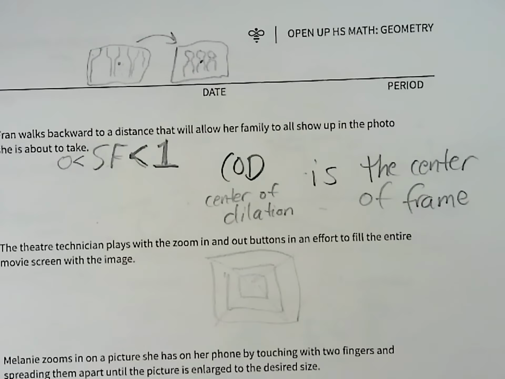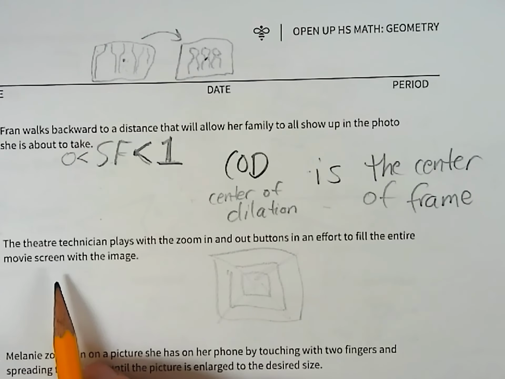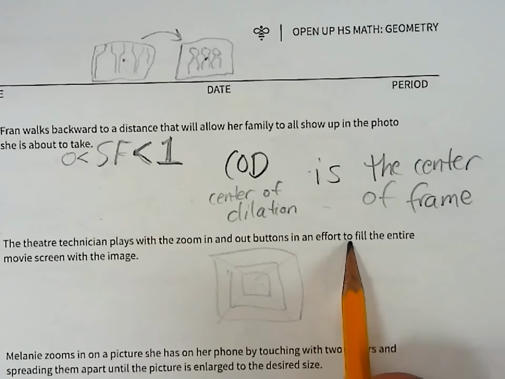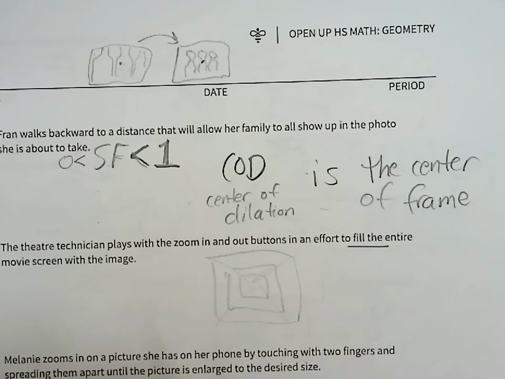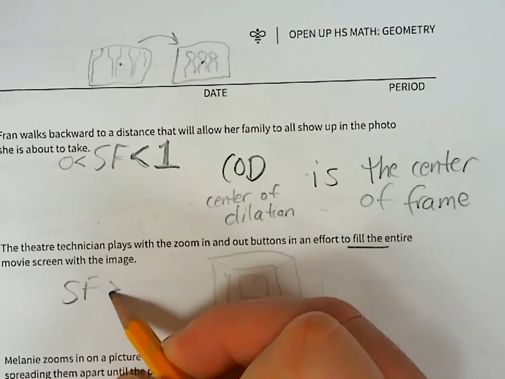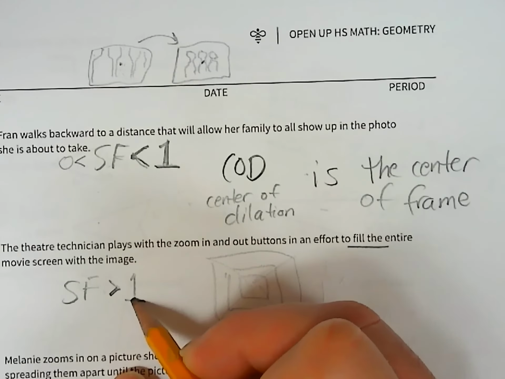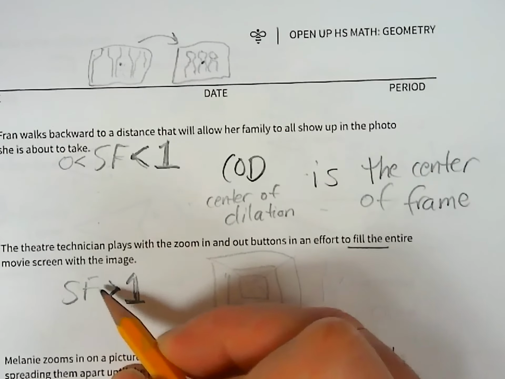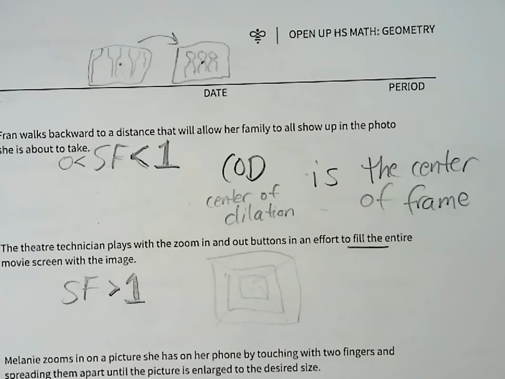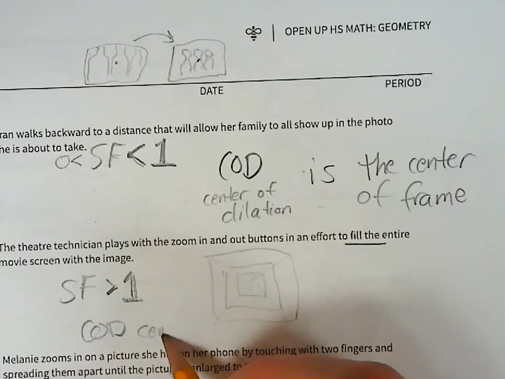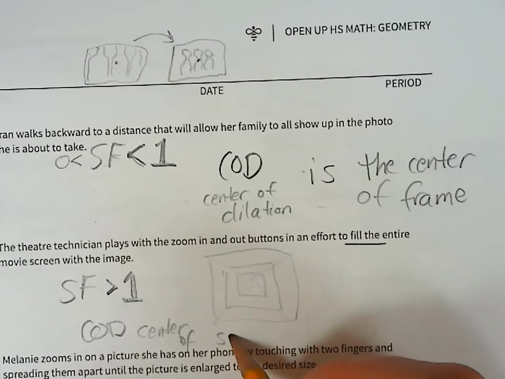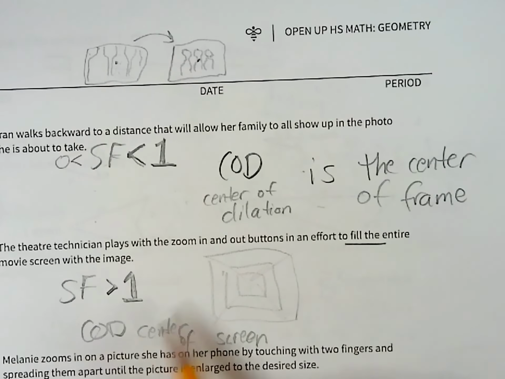Speaking of center of frame. The theater technician plays with the zoom in and out in an effort to fill, that's a key word, fill the entire movie screen with the image. And that implies it wasn't full before. That implies the scale factor is greater than 1. Scale factor is the big one. Now 1 is the small one. And again, center of dilation, center of screen, probably. I mean, if you're zooming in and out, then the scale factor is both bigger than 1 and less than 1, whatever.